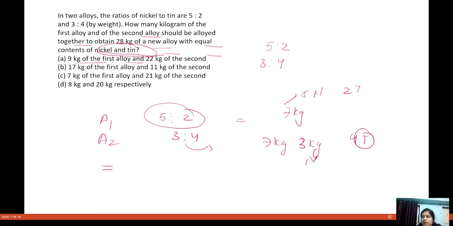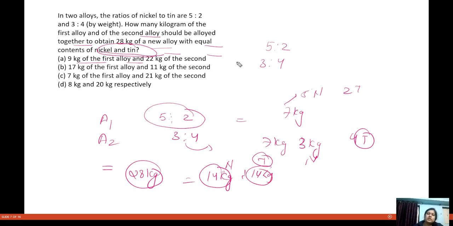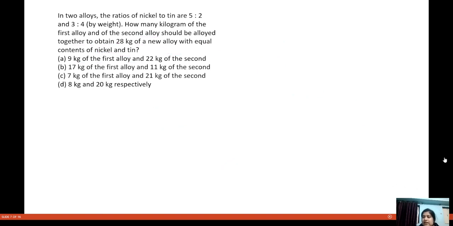But your requirement is to get how much tin? There is 28 kg of a new alloy, and you want to have 14 kg of nickel in that, and 14 kg of tin in that. That means 1 is to 1 ratio. Because in 28 kg, what is 1 is to 1 ratio? 14 kg you will have. So let us try the options here.